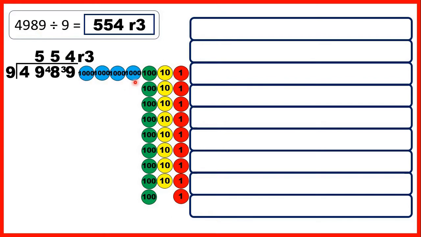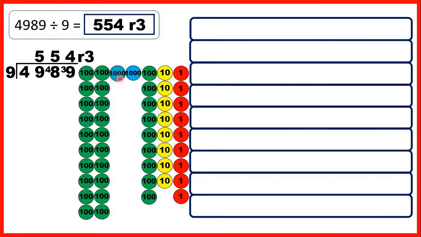So then we had 4,989, so 4,000s, 900s, 8 tens, and 9 ones. And we were dividing by 9, so we need to share these place value counters out into 9 equal groups. We can't share out our thousands because we only have 4 counters, but we're dividing into 9 groups. So what we can do is exchange each of these thousands for 10 hundreds.